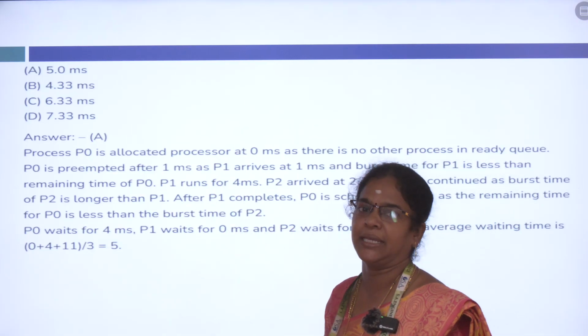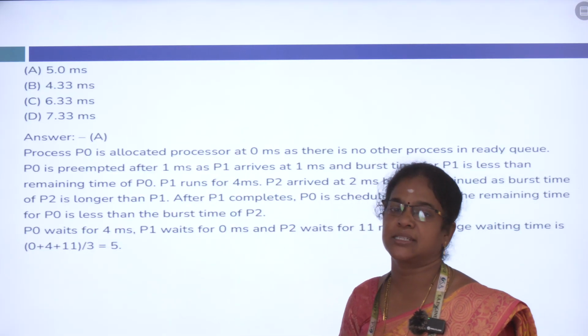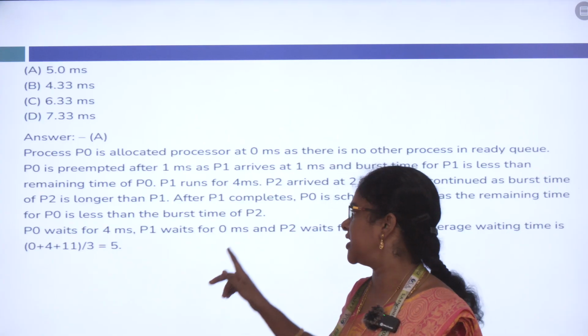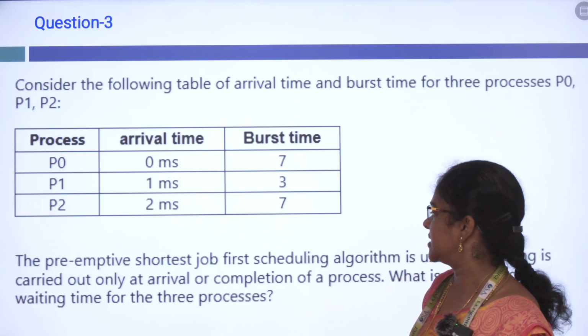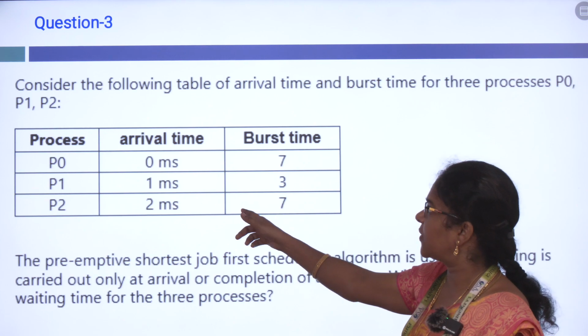So the first option, A, is correct. Okay, so this is the SRTF method. This is the difference between SJF and SRTF. Similarly, there is the next problem.